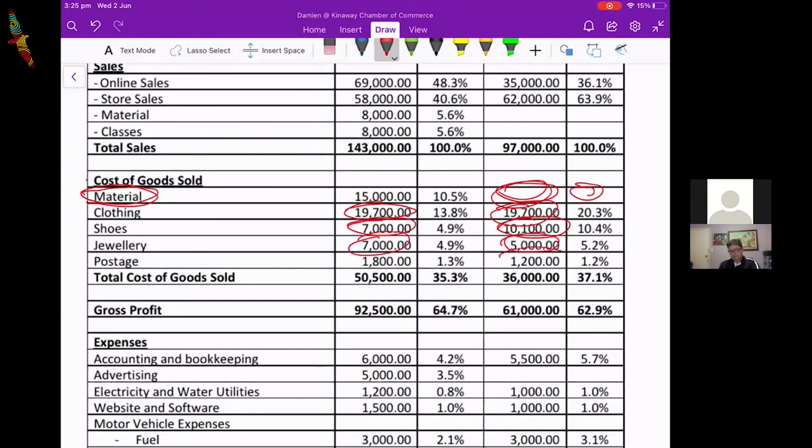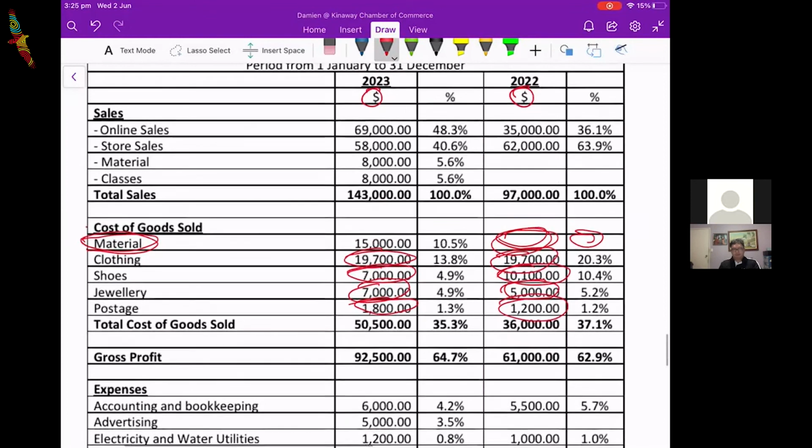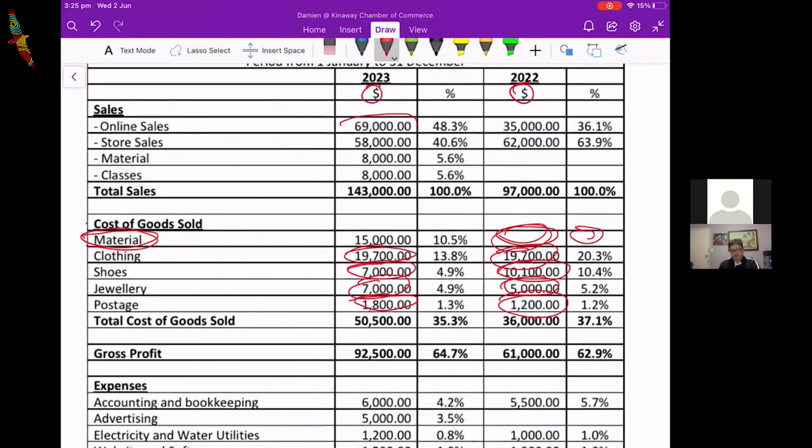Postage has gone from $1,200 up to $1,800. Now that makes sense because, as we can see, online sales from last year have almost doubled, but the cost of postage has actually only gone up by 50%. So from $1,200 to $1,800. So a difference of $600, increase of 50% for postage costs from last year to this year. But our online sales have almost doubled. So this is telling me, looking at the postage and the online sales, there's a couple of things that this profit and loss is telling me.